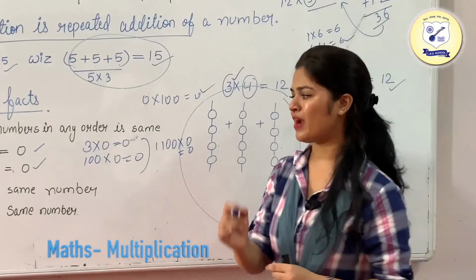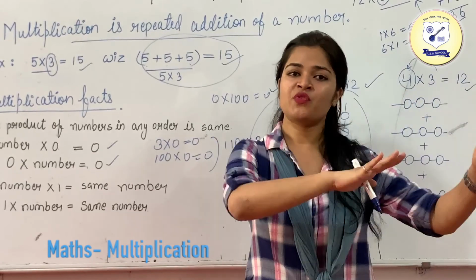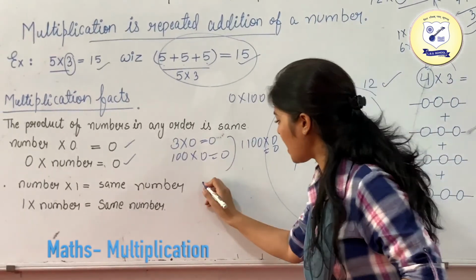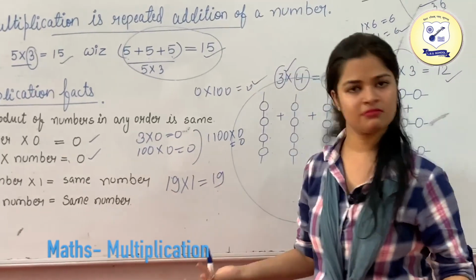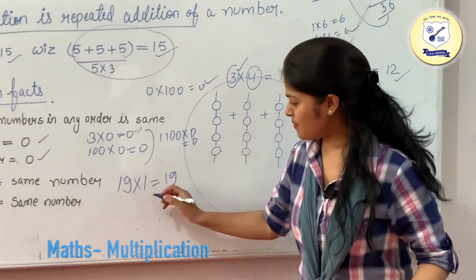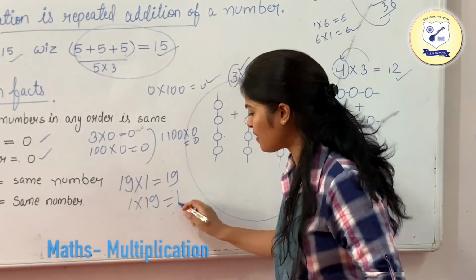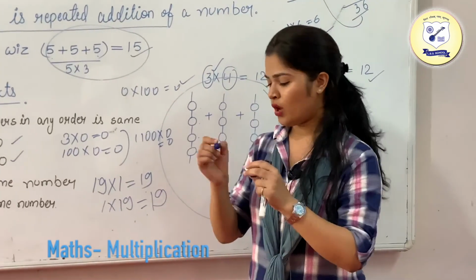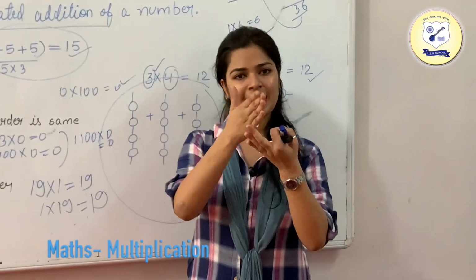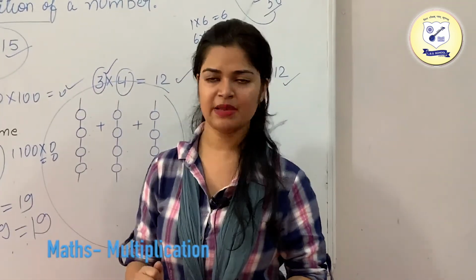That means if you're multiplying any number with 1, then what you will get is the same number which we have taken. Like I am multiplying 19 by 1. Your answer is going to be 19. And similarly, if 1 is multiplied with the number 19, then again your answer is going to be 19. Either you are multiplying 19 by 1 or 1 by 19, your answer is going to be the same number.